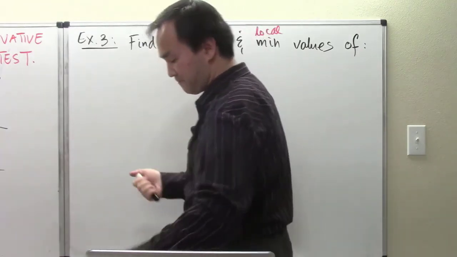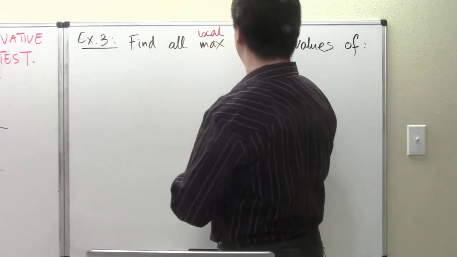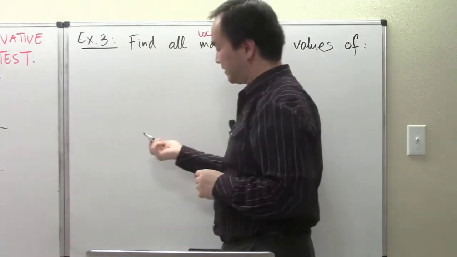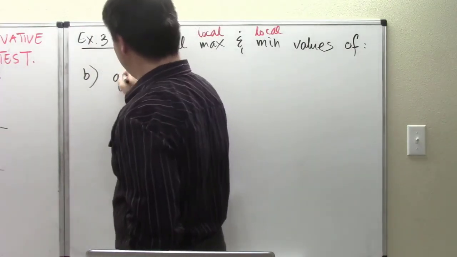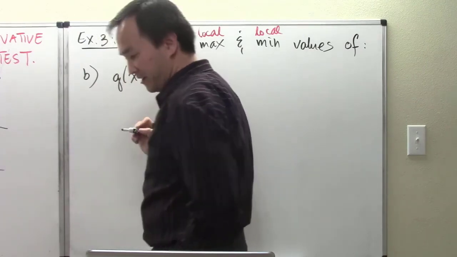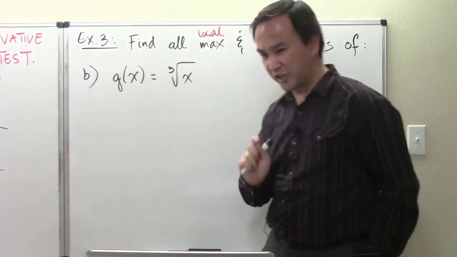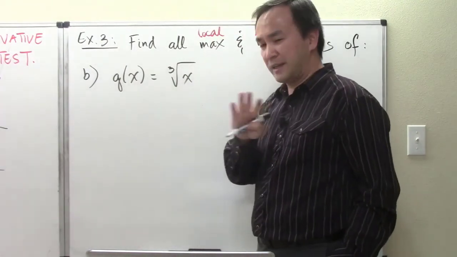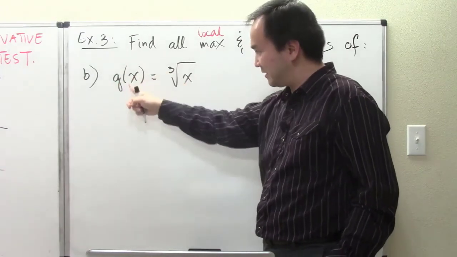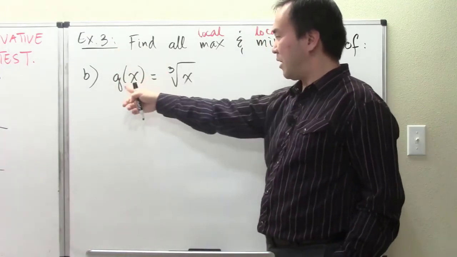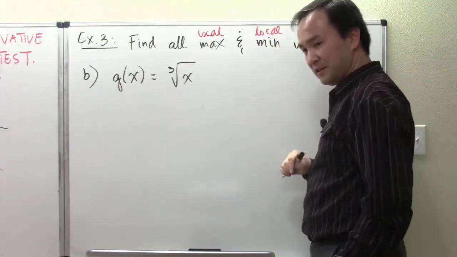All right, so now I am going to find all local maximum and local minimum values of our function in part B right here. Let's look at what I have in my problem bank. How about cube root of x again? So that same function g of x we worked throughout example 1 and example 2. So here's part B of our example 3. We want to find all local maximum and all local minimum values of this function.